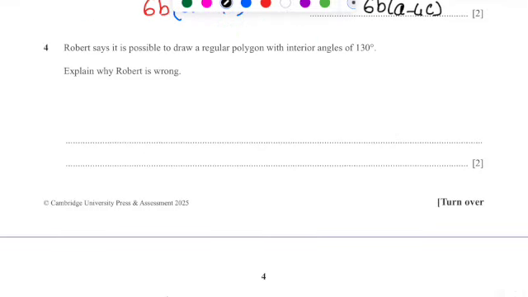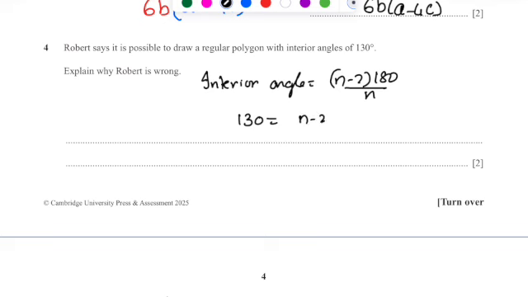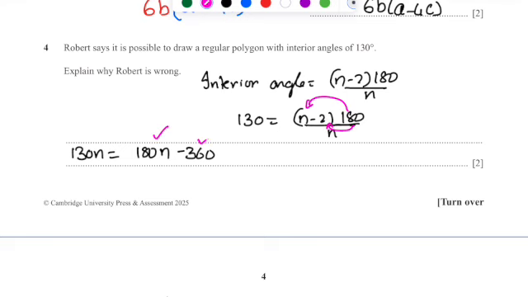Robert says it is possible to draw a regular polygon with interior angle 130 degrees. Explain why Robert is wrong. So the interior angle formula is n minus 2 times 180 divided by n. If that equals 130, n minus 2 times 180 upon n. So what do I get from there? I get 130n equals 180n minus 360. I multiplied 180 times n is 180n, and 180 times 2 is 360.